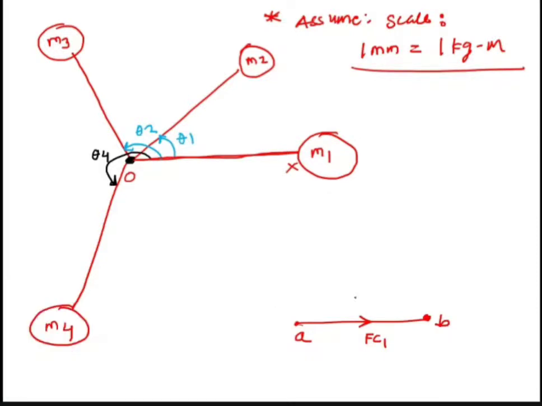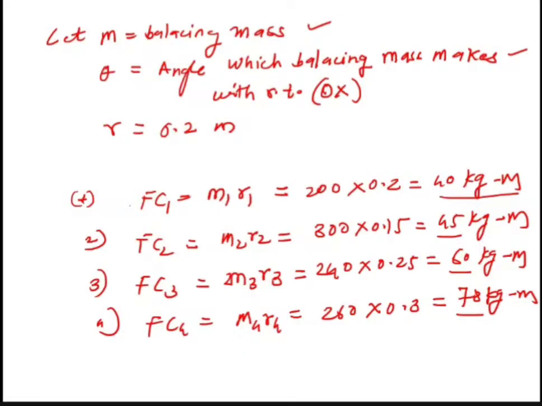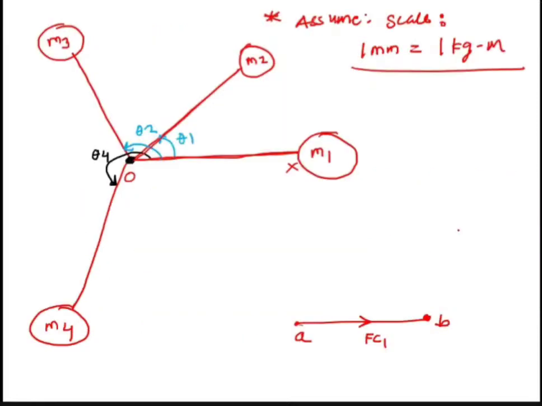Okay, so next, draw a line parallel to this OM2. So now what is OM2? OM2 represents the centrifugal force Fc2. Now what is Fc2? 45 kg meter. What is the scale? 1 mm. So what is the length? 45 mm means 4.5 centimeter.